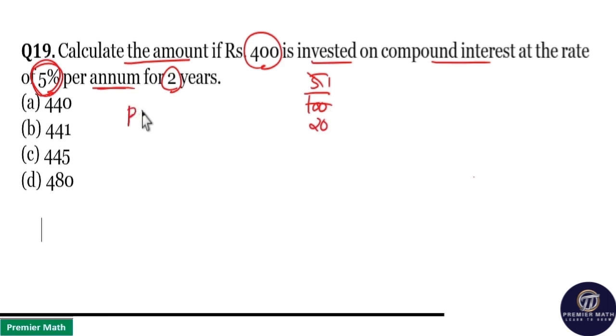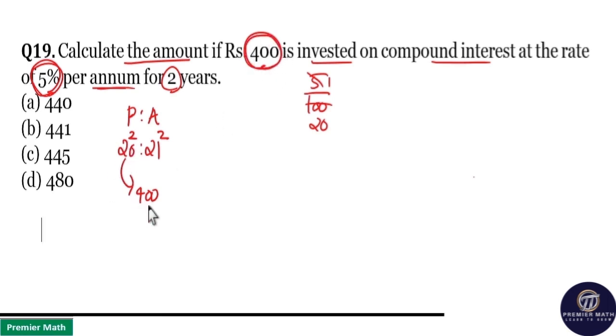So take the principal and amount ratio. Principal is 20 part and amount is principal plus interest, that is 20 plus 1, 21 part. Now this is for 1 year. For 2 year, take the square of it. Now 20 square is equal to 400, which is given in the question as principal.